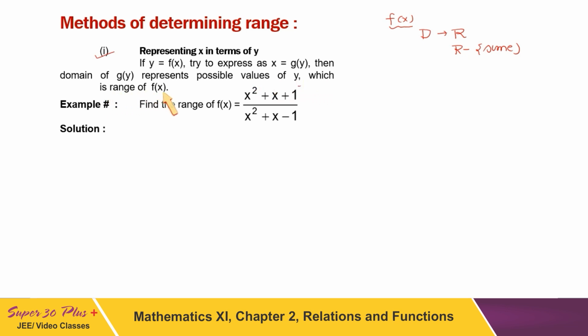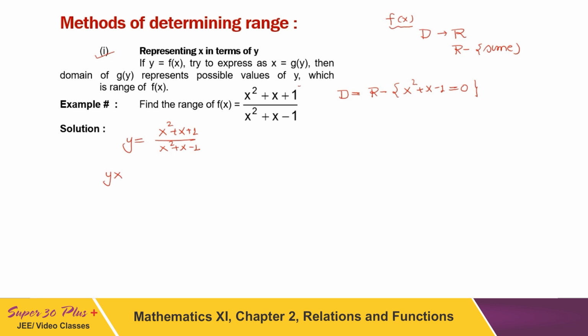What is the meaning of this? Consider a function f(x) equal to this, and we have to find the range of this function. First of all, we have to find the domain. As we know, the domain is all the real numbers except where the denominator is equal to 0, meaning all the real numbers except where x square plus x minus 1 equals 0, which means it is all real numbers. Now we have to follow some basic steps. Put y equals f(x). Now find the value of x in terms of y. For that we have to cross multiply.